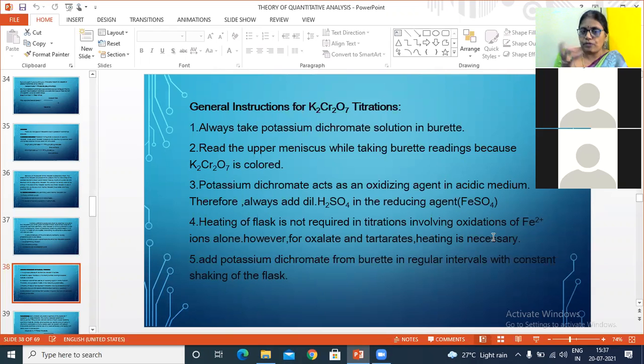So when we perform the titrations, we have to add drop by drop. That means we have to add it regularly, with the same volume of solution, and whenever we add, we have to shake the flask continually. Those are the main instructions we have to follow in potassium dichromate titrations. Whatever we have studied is similar for KMnO4, permanganometric titrations also. Both are the same.